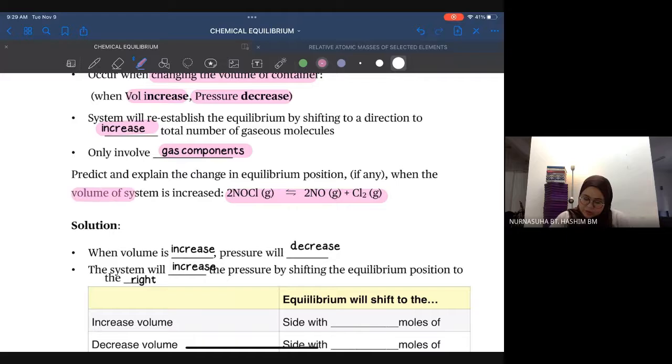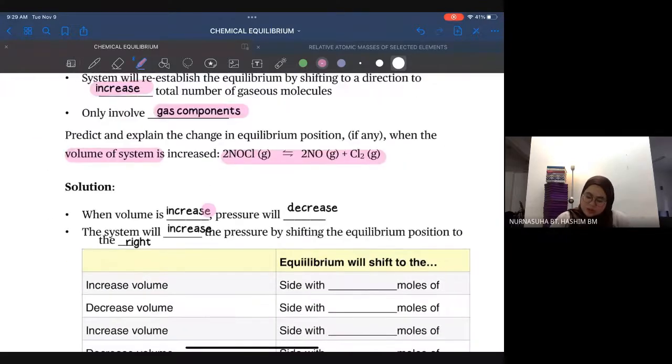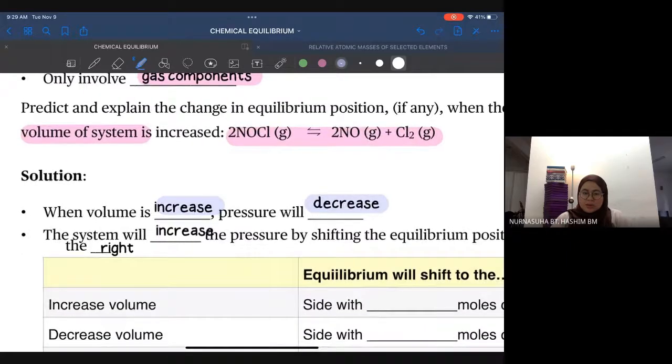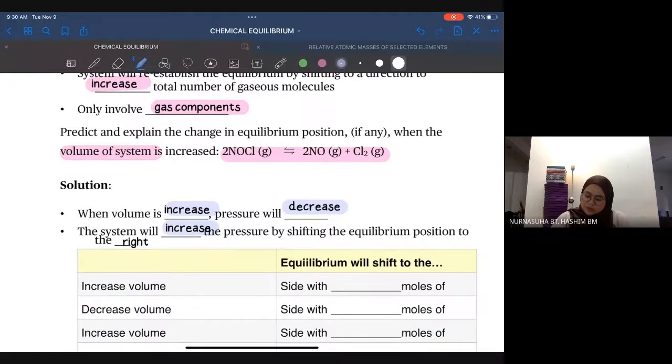Predict and explain the change in equilibrium position jika ada when the volume is increased. Okay, when the volume of system is increased. Okay, so when volume is increased, kita tahu pressure berkurang. So, bila pressure berkurang, kita kena tambah balik pressure tu. Macam mana kita nak tambah pressure tu? So, kita akan tambah pressure tu by shifting equilibrium to the right. Mana right?